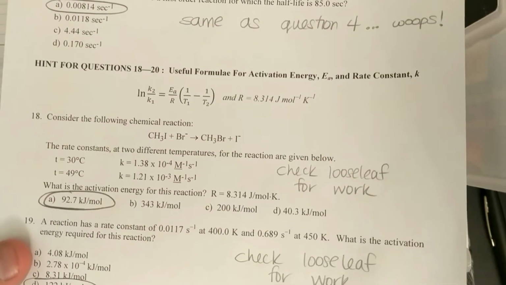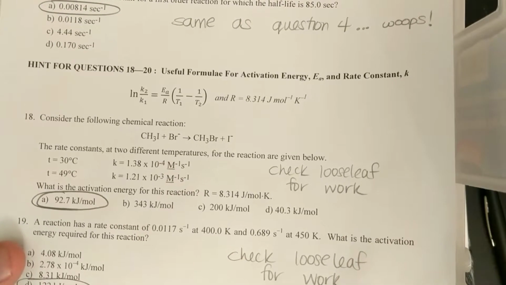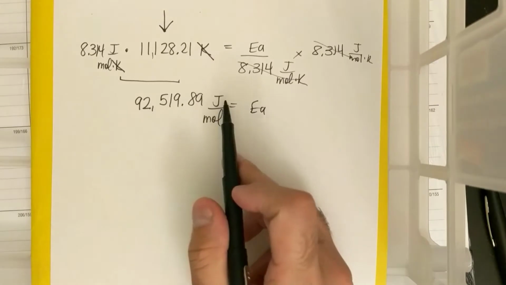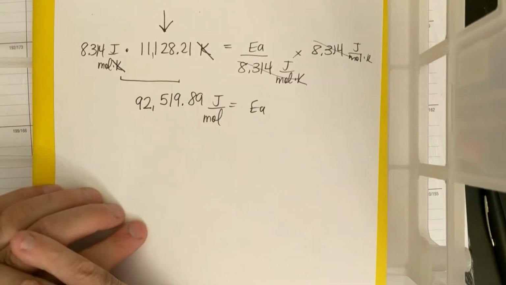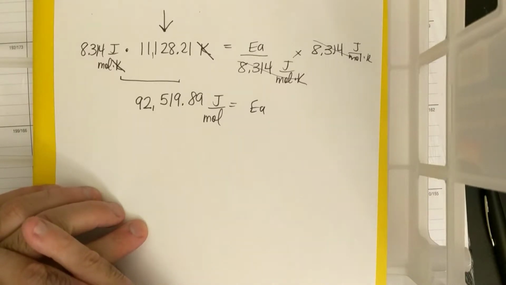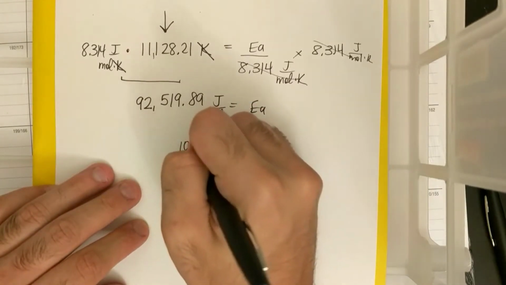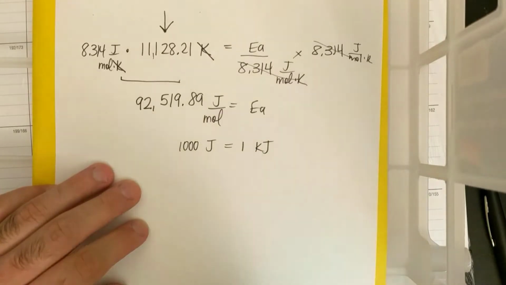Now, if you look at the choices, they said 92.7 kilojoules per mole, 300 kilojoules per mole, 343 kilojoules per mole, 200 kilojoules per mole, 40.3 kilojoules per mole. What's the problem with our units and the units in the problem? And this is something that you have to be cognizant of on the AP exam or even just any exam. Units. So I have joules here and I want kilojoules. There are 1,000 joules is equal to 1 kilojoule.